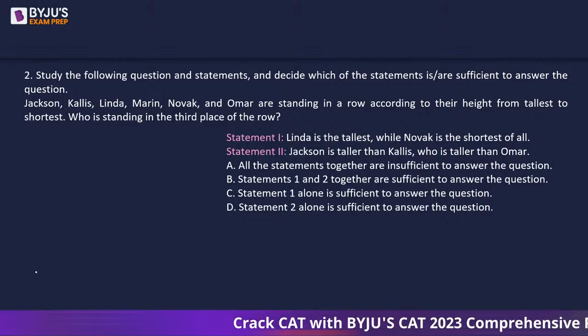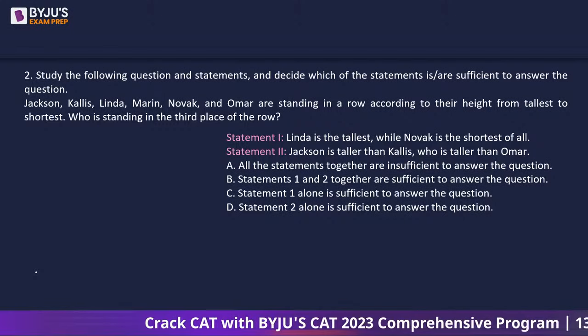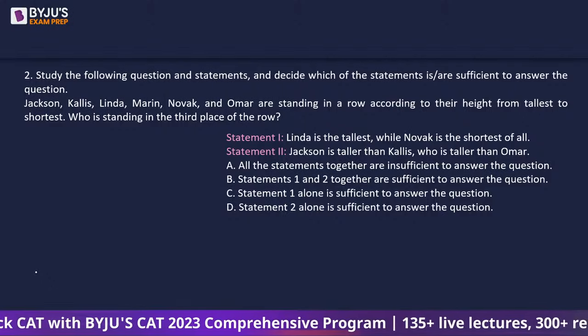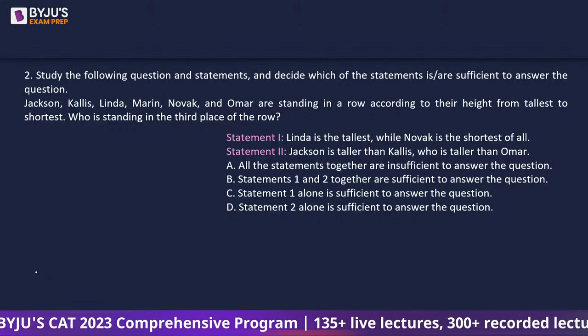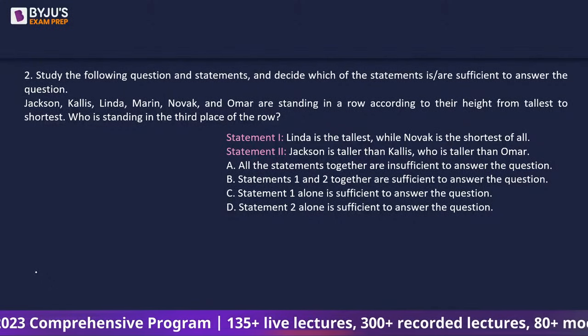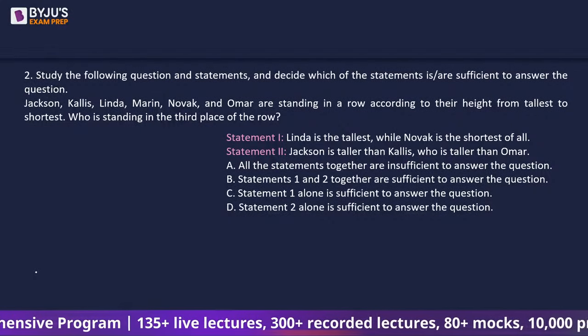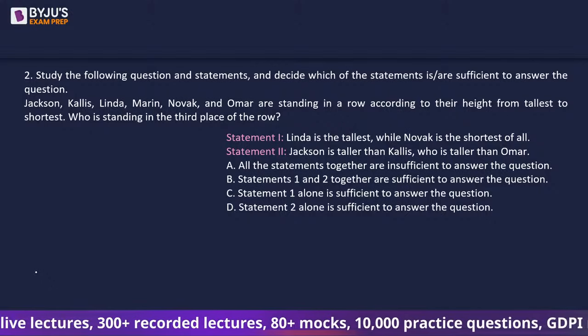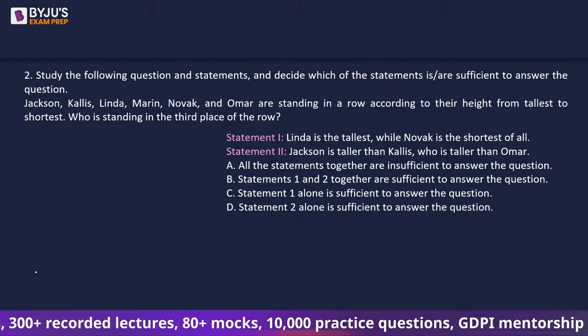Study the following question and statements and decide which of the statements is or are sufficient to answer the question. Jackson, Callis, Linda, Marin, Novak, and Omar. In other words, J, K, L, M, N and O are standing in a row according to their height from tallest to shortest. Who's standing in the third place of the row?